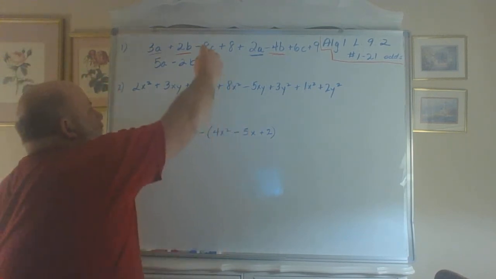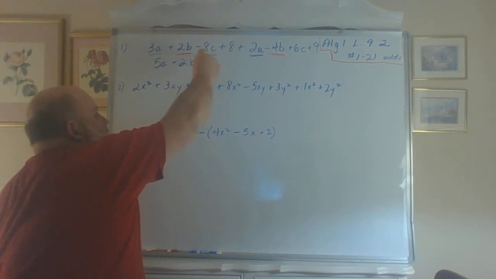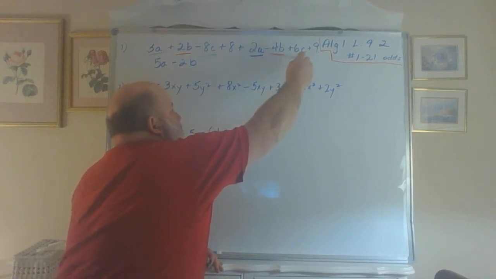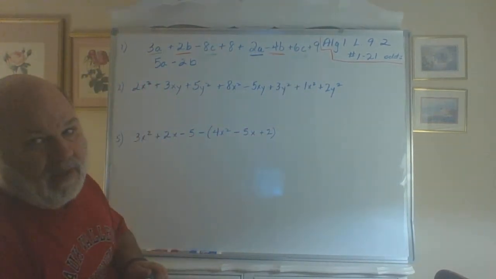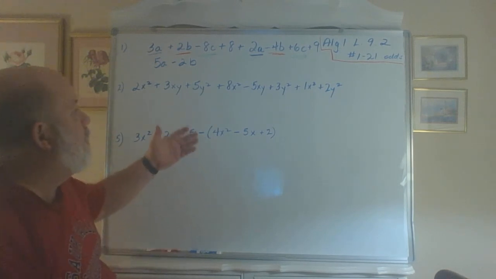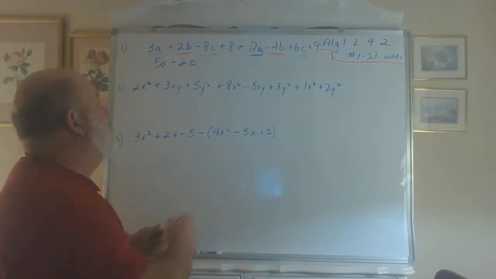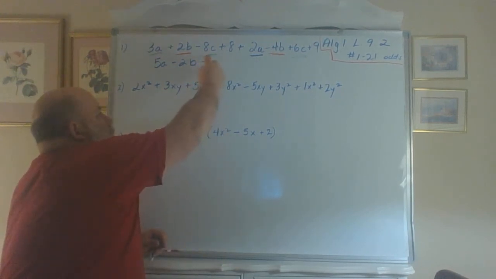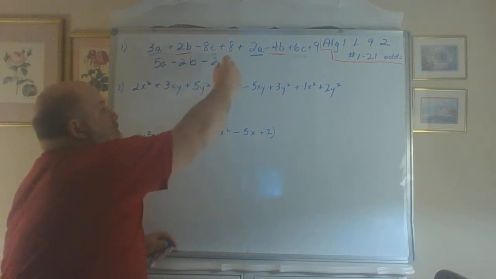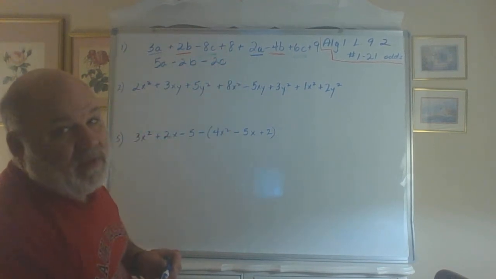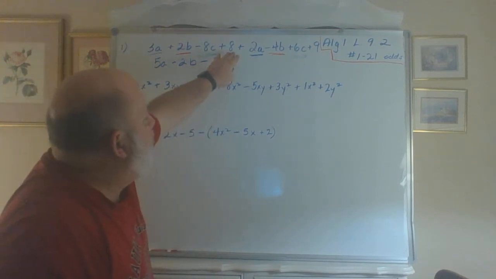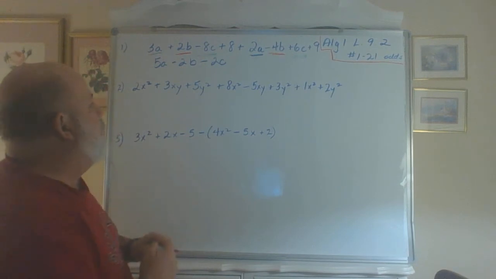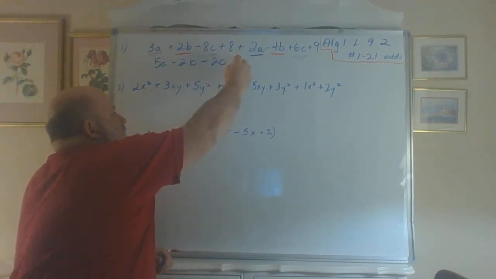Now we go to the next letter. Here we have negative 8c. That negative is very significant. And we have positive 6c. Because they both have that variable c, they can combine. What is negative 8 plus 6? It is negative 2. And then we have these negative 2c. That's important. I can't forget that letter. And then we have our whole number parts, 8 and 9. 8 plus 9 is 17.